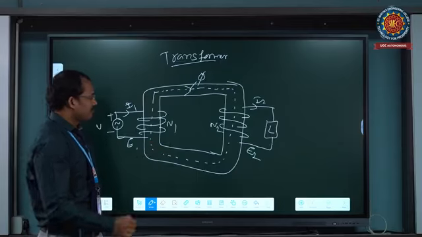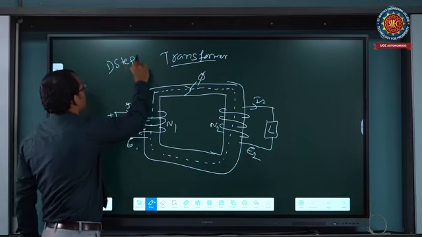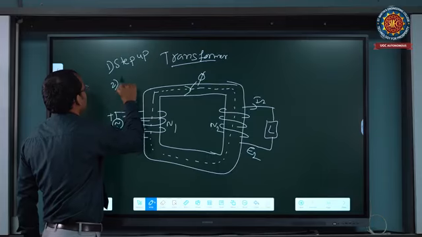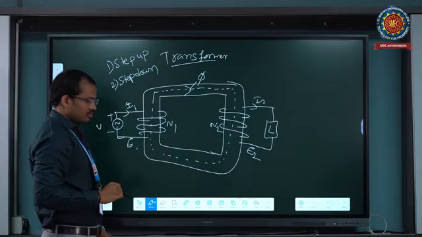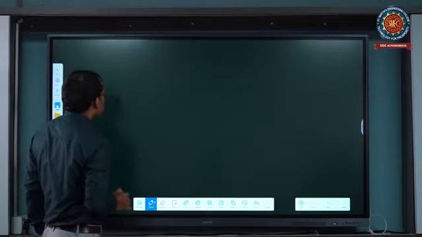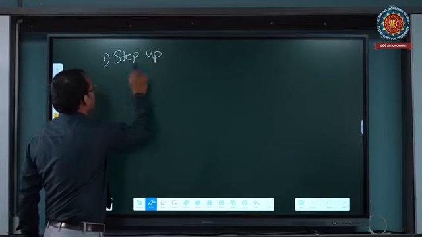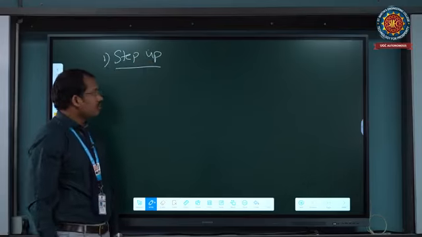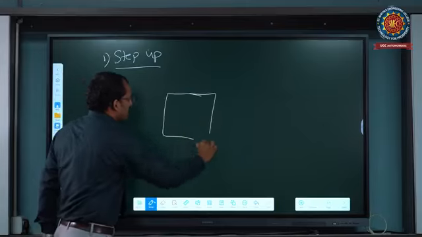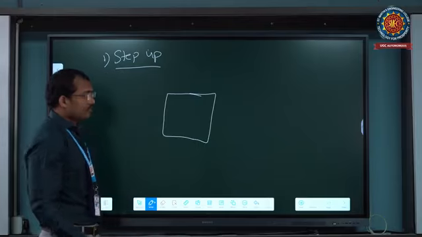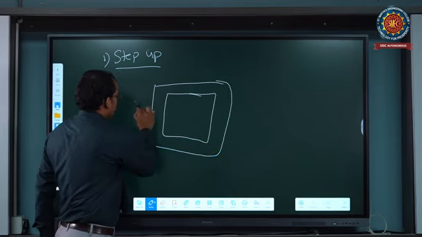We have already discussed the step up type and step down type transformers. See what a step up transformer is. First, the step up transformer. See the basic diagram of the step up transformer. Again it has a rectangular shape, with the input side.